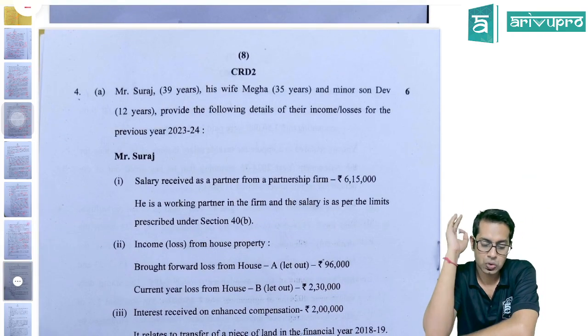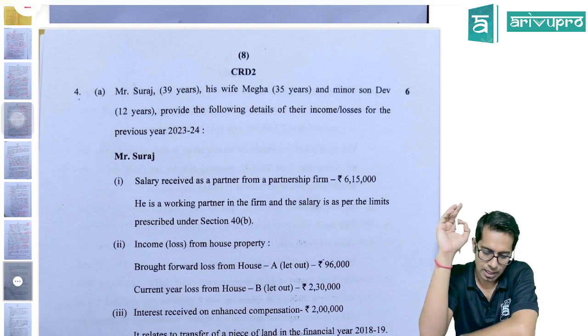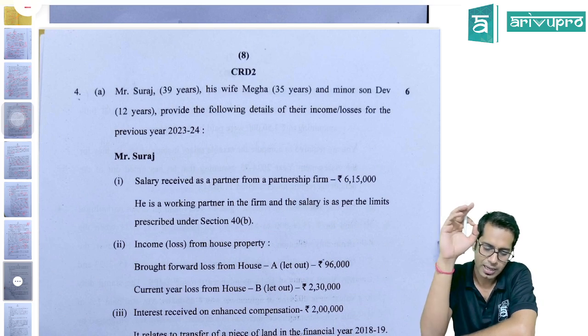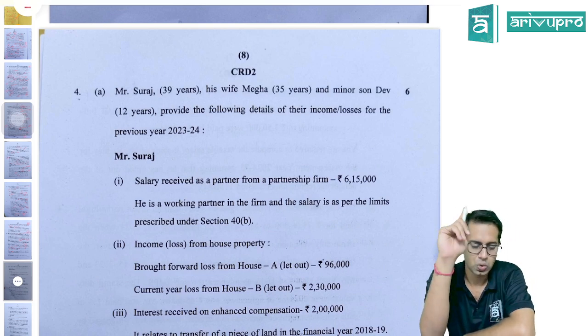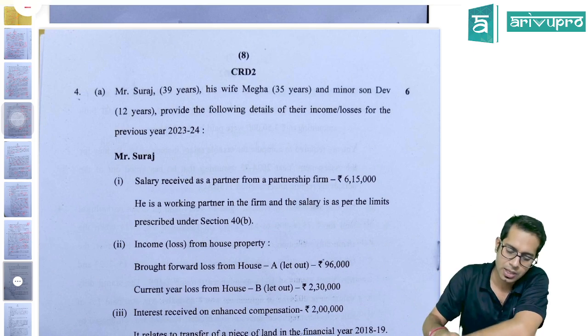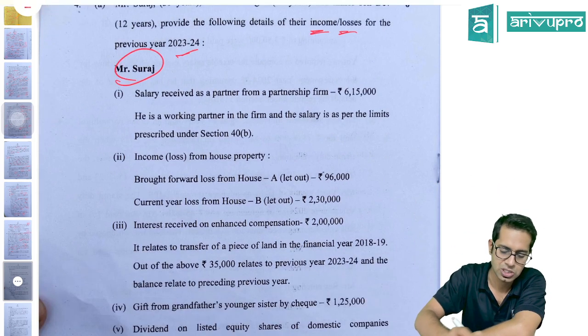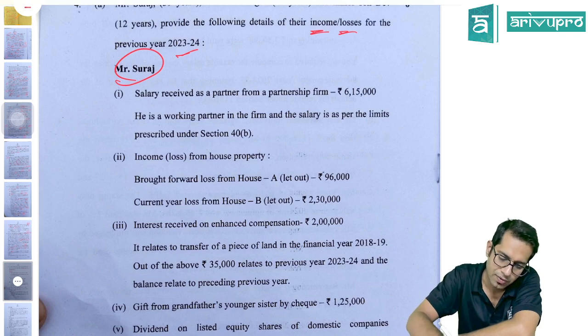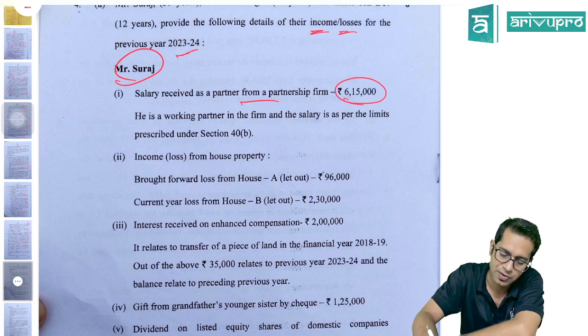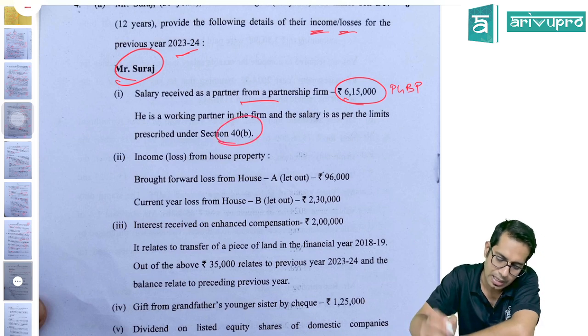Then Mr. Suraj is 39 years, his wife is 35 years and son is 12 years old. So Suraj is there, wife is there, son is there. So they have given the income and loss details of all the three people. For Mr. Suraj, he received a salary from partnership firm of 16,15,000 rupees. This will be treated as business income in his hands, and this is within the limit they are telling.